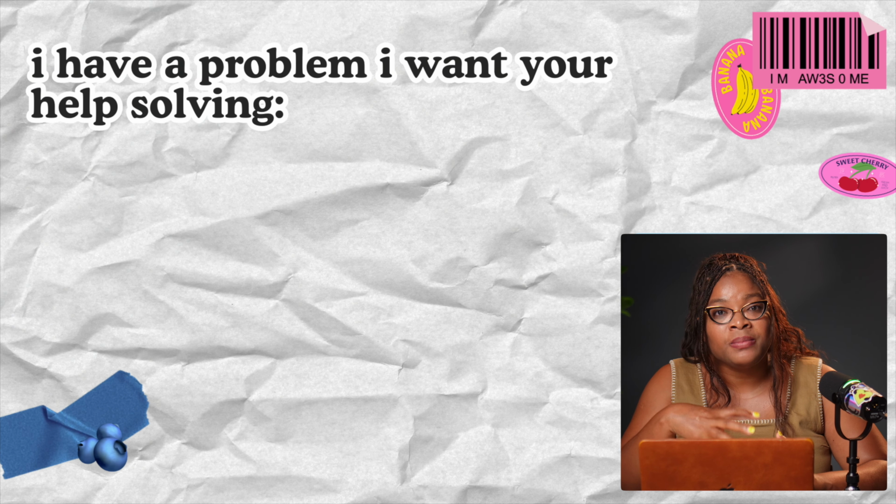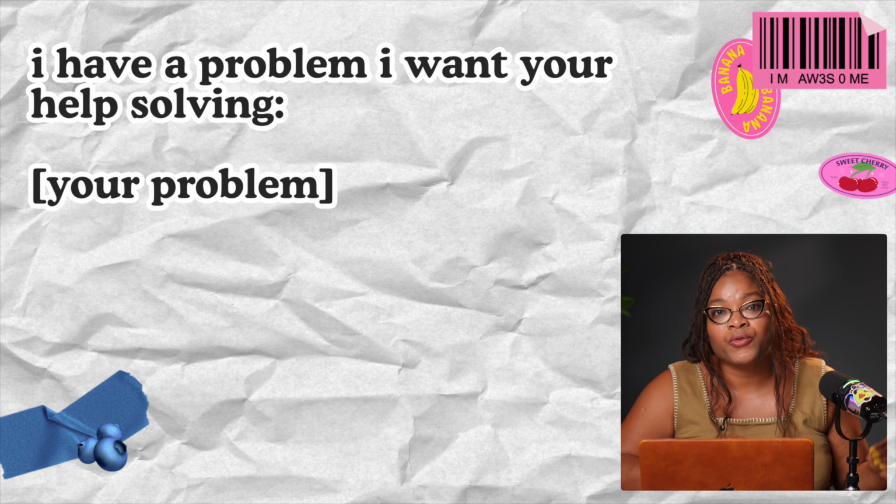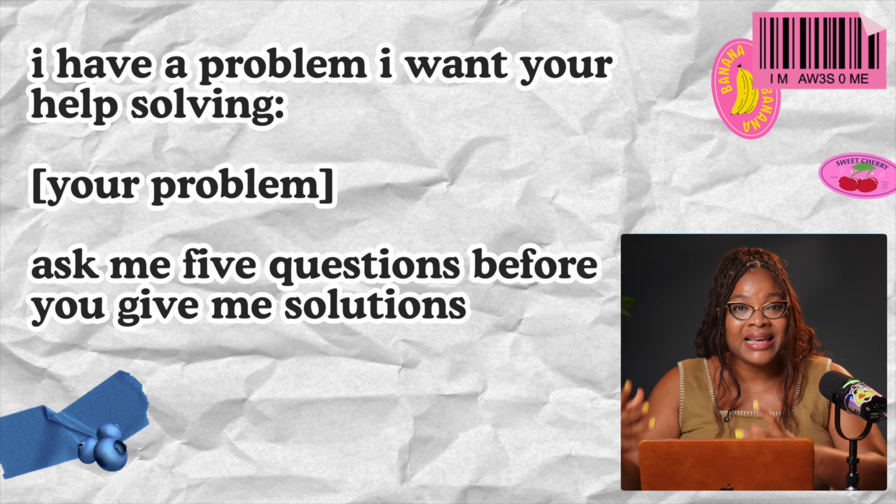So bringing it all together, you would use this framework like this. I have a problem I want your help solving. Your problem, that's the context and the goal. Ask me 5 questions before you give me solutions. Your answers to those questions are the constraints. You don't have to know them up front. AI will pull them out for you. Give me a specific plan, not generic advice. And that's the output.